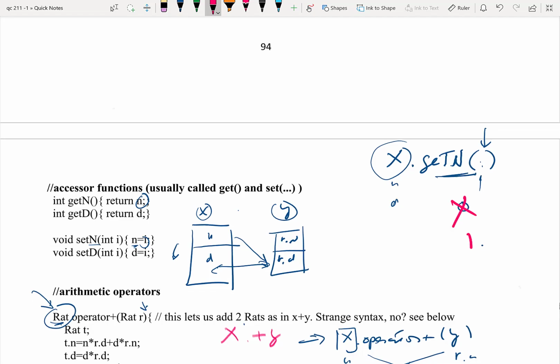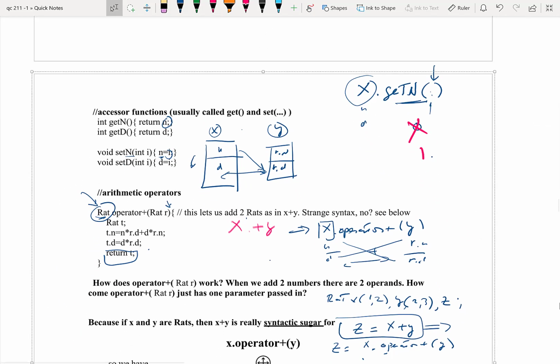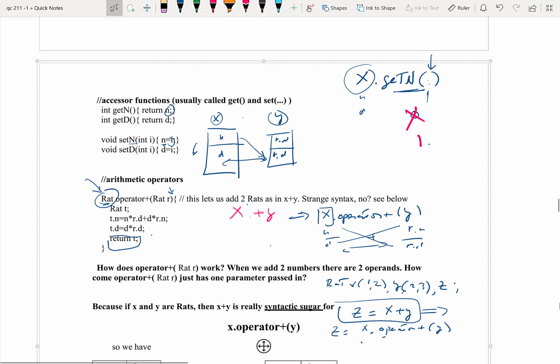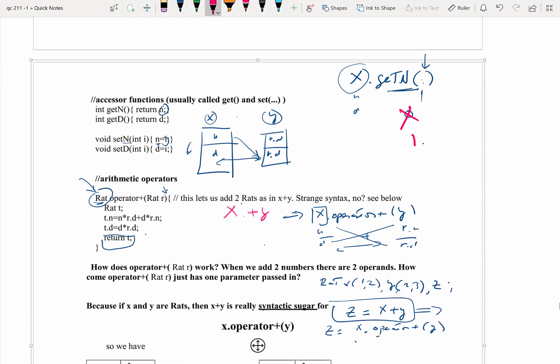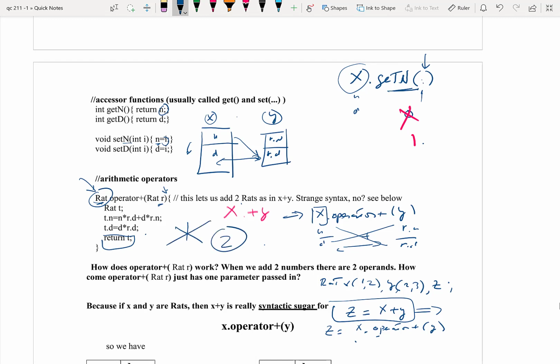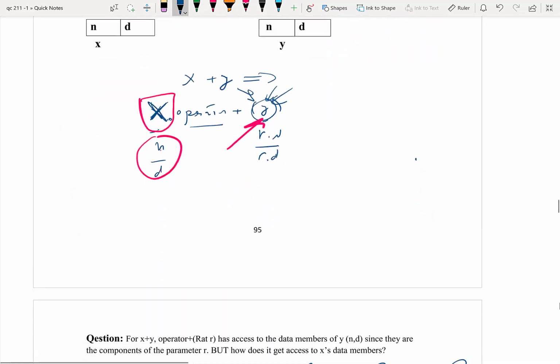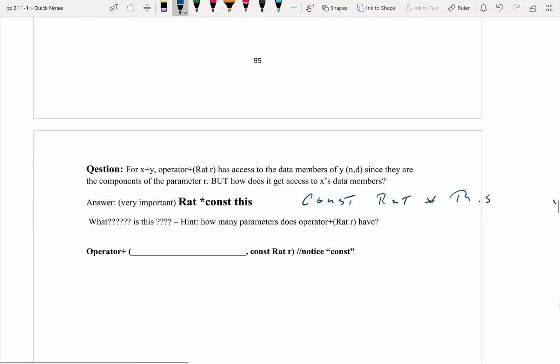And likewise, it doesn't seem like 1. If I look at operator plus of rat n, and I ask how many parameters are being passed in, well, count them. You would say 1. That's not true. The answer is really 2. How can it be 2? There's only 1 being passed in. So the answer is that there really are 2.